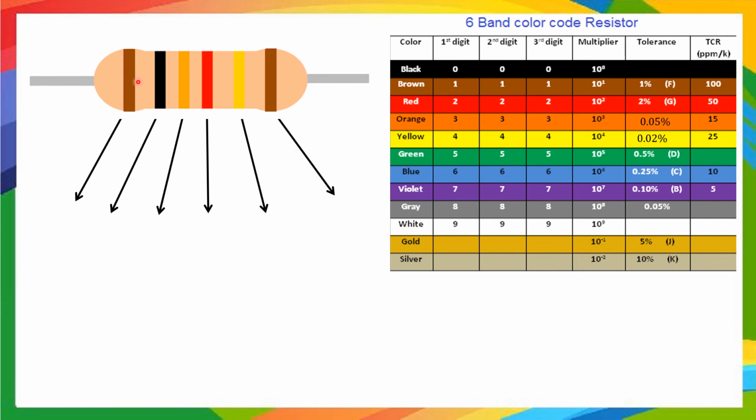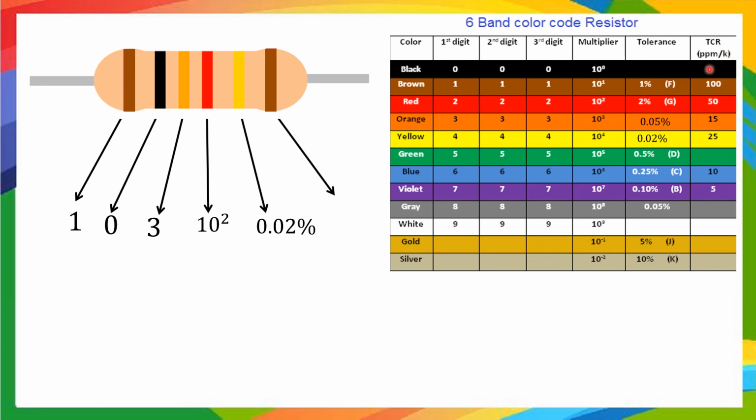Now let us decode the color bands on this 6-band color code resistor. See here. The first band is brown, so the first digit is 1. The second band is black, so the second digit is 0. The third band is orange, so the third digit is 3. And the fourth band indicates the decimal multiplier, it is red, meaning 10 power 2. And the fifth band indicates the tolerance, that is yellow color, meaning the tolerance is 0.02 percentage. And the last band, that is brown, indicates the TCR, temperature coefficient of resistance.